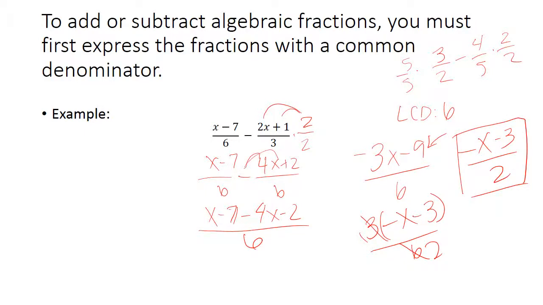Depending on how you factored things and if you had any negatives, you could also end up with x plus 3 over negative 2. These two different values are the same answer. They're just written in a slightly different way based off of where the negative was distributed.